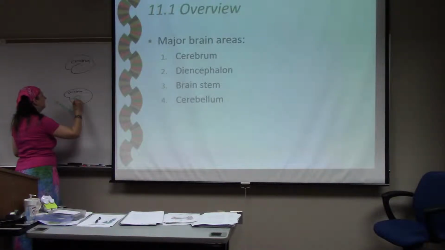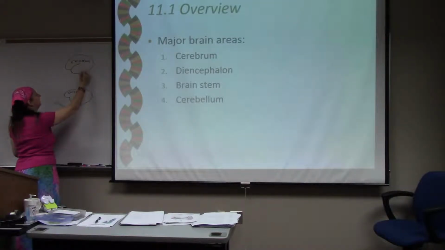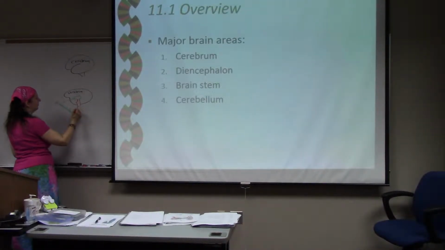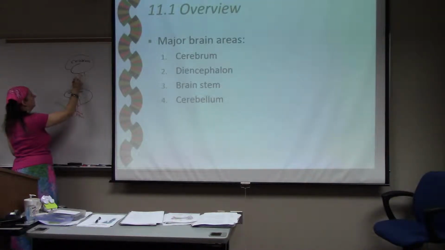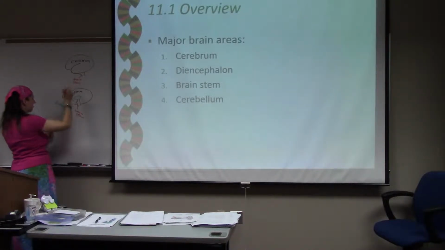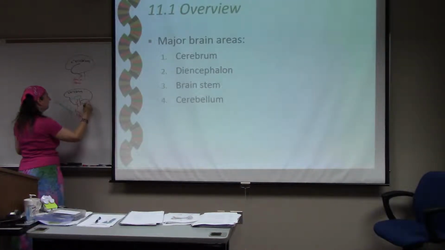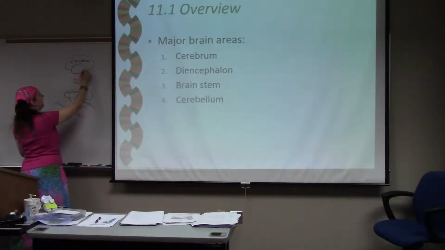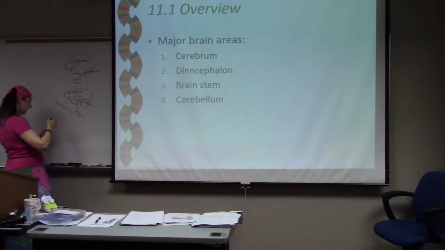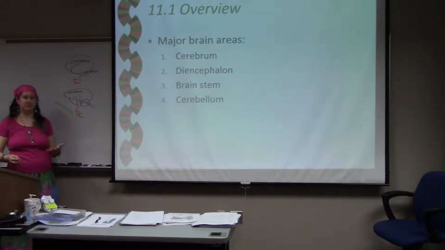The brain stem is a group of 3 structures that come down and connect to the spinal cord. You can see a little of it from the side. And then the cerebellum is in the lower back part of the brain. Cerebrum means brain, cerebellum means little brain.